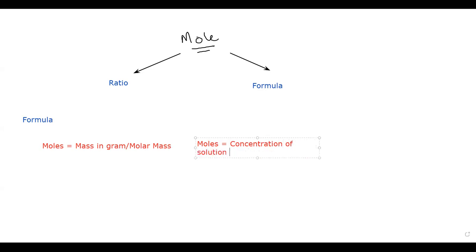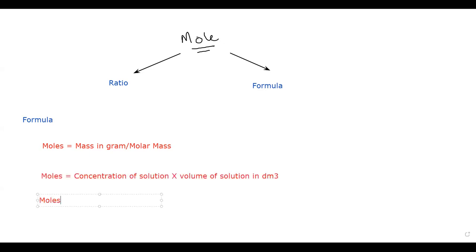multiplied by the volume of solution in decimeter cube. So this is the second formula, and it is normally used for solutions. And the third formula: moles equals volume of the gas in decimeter cube divided by 24. But keep in mind this is only valid for gases.